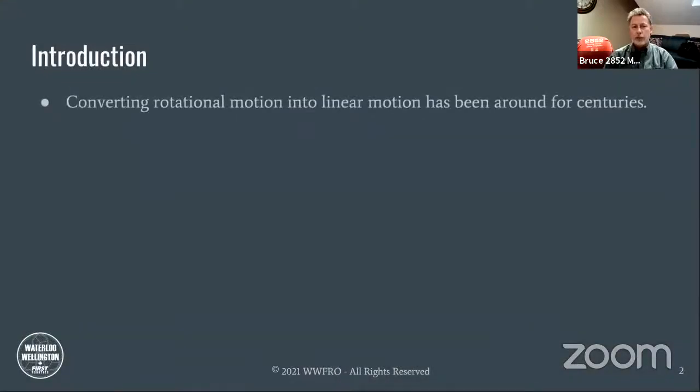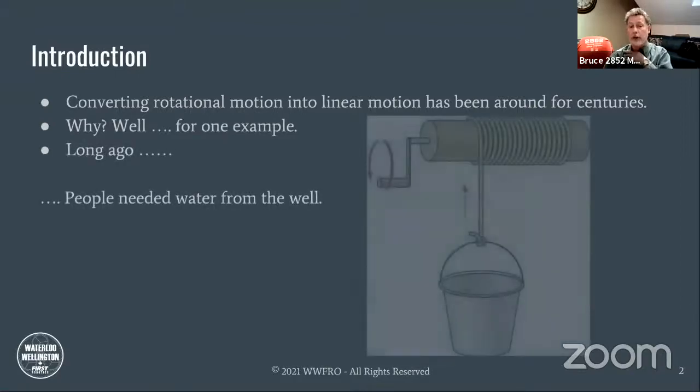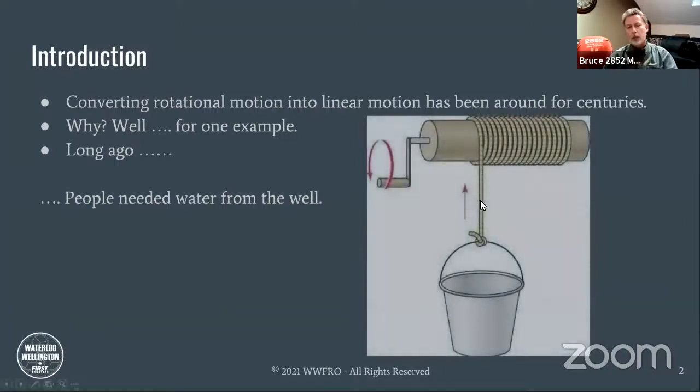Converting rotational motion into linear motion has been around for many centuries. Why? Well, for one example, long ago, people needed water from the well. So they developed a hand crank attached to a drum, which moved the rope, which caused a linear motion of the bucket up out of the well. Rotary motion, linear motion.